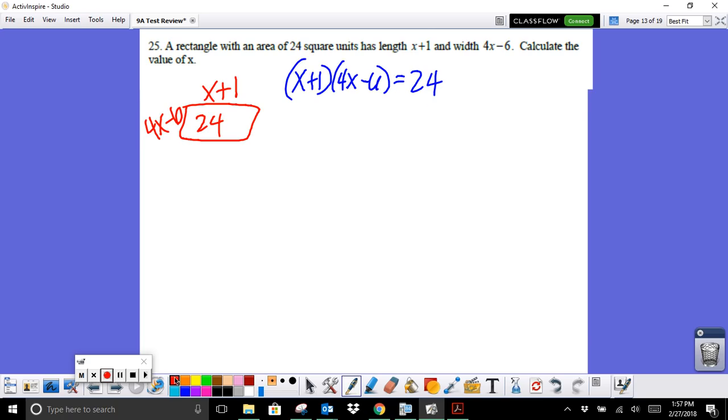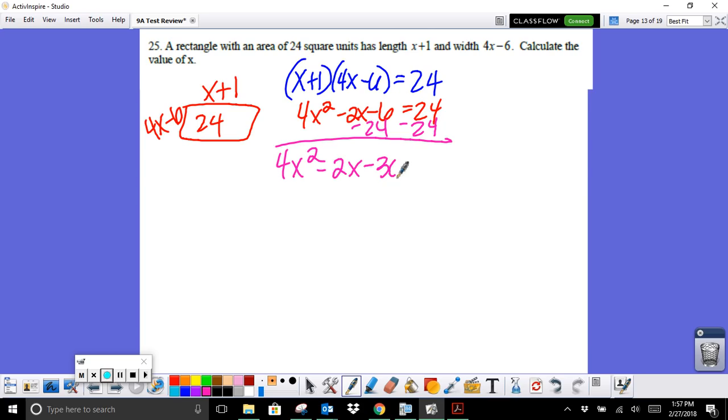Okay, I'm just going to tell y'all what this would be FOILed. So it would be 4x squared minus 2x minus 6 after we FOIL that and combine like terms. I'm going to have to subtract the 24 to get it equal to 0. So this is 4x squared minus 2x minus 30 equals 0.